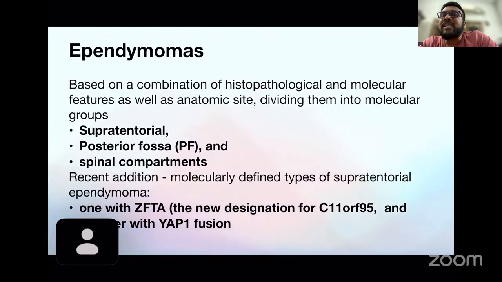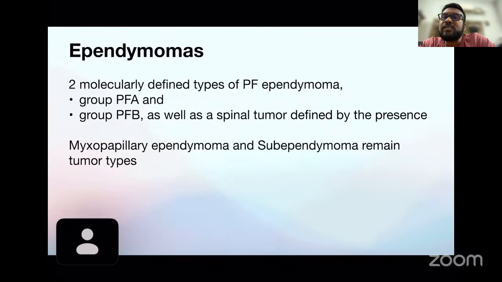So recent addition, molecularly defined types of supratentorial ependymoma, two have been added. One with the ZFTA, the new designation for C11ORF95. So ependymoma C11ORF95, that is ZFTA, is the new addition. And then you have one with the YAP1 fusion mutation. So one more with the YAP1 fusion. So these are the two new additions for ependymomas.